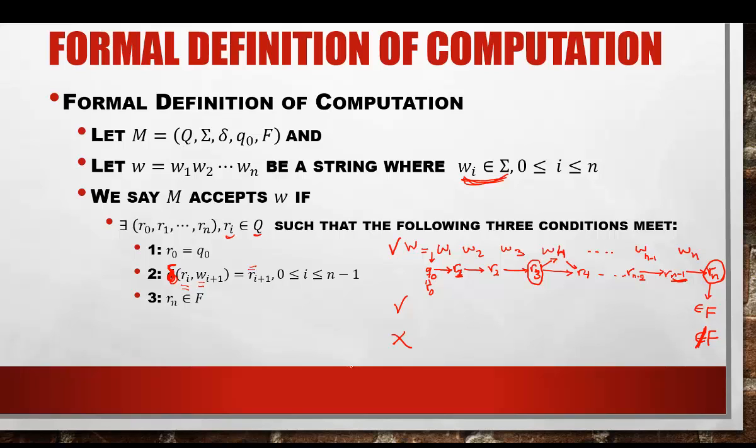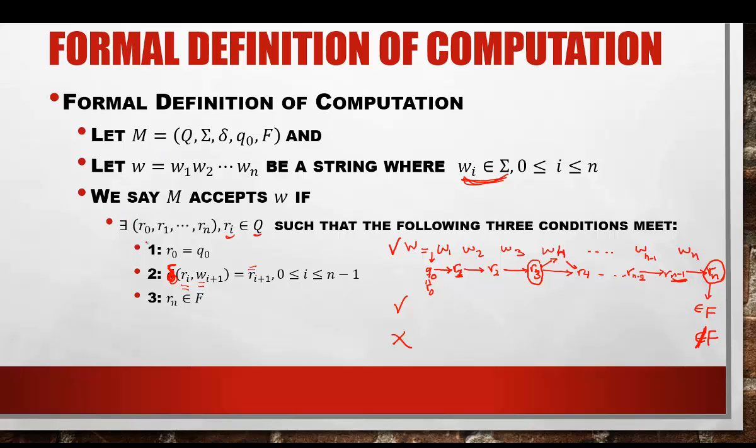Let M be the automaton. Let W be a sequence of symbols, where each of the symbols comes from the alphabet. We say that M accepts the string W if there is a sequence of states such that the first state is the initial state or the start state of my automaton. The last state belongs to F, which is the set of accept states of my automaton. And that at each state, upon seeing the next symbol, we go to the next state, right?